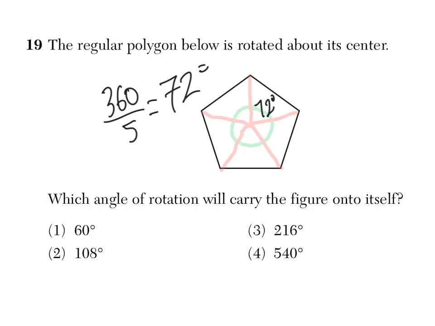Now the question says, which angle of rotation will carry the figure onto itself? So if we rotated it 72 degrees, this corner would simply shift to right here, but sadly, 72 is not an option. We've got 60, 108, 216, and 540. If you take out your calculator, you will realize that 216 is the only multiple of 72. So 216, option number 3, is the answer.